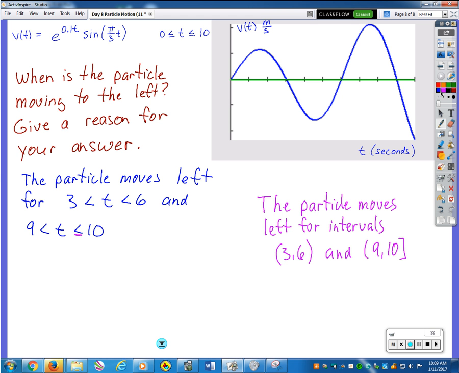Here's the reason. It's really simple. Just don't forget to write down the reason. Particle moves left for these time periods because, or since, v of t is negative. I could write the words, or a short way to write it is v of t is less than 0, that means v of t is negative. Does that make sense? So you say the particle moves left during those time periods because v of t is negative for those time periods.